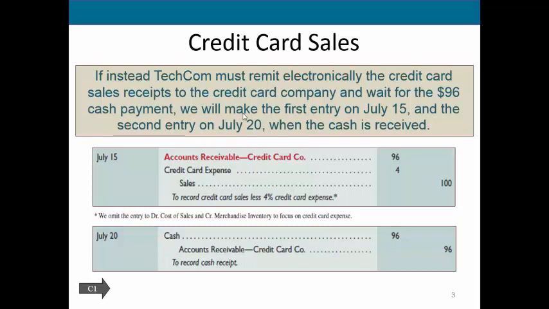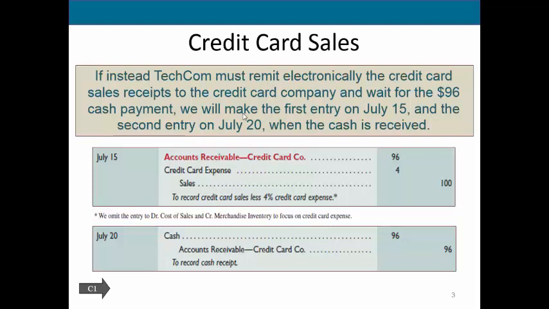Most of the time when companies accept a credit card, they are going to immediately get that cash as soon as that credit card is swiped. However, there are other instances where a company, instead of having that electronic and immediate cash payment, has to later remit their credit card sales receipts to the credit card company, and then they have to wait for that cash payment.